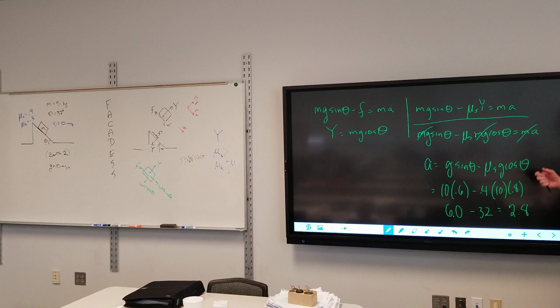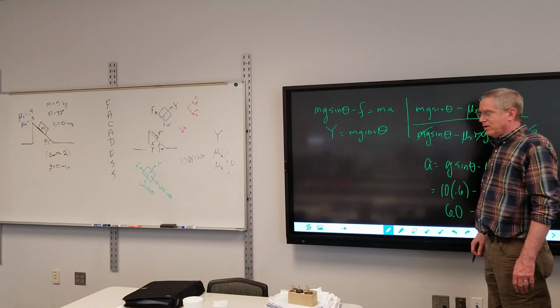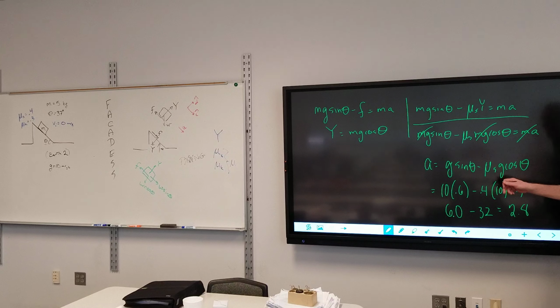So first, we did a check to see, is it going to move? It does move. Because it is moving, my static coefficient actually should be the kinetic coefficient. And so I don't have to start over again, I can just come in here where I have the mu sub s, and put in mu sub k.